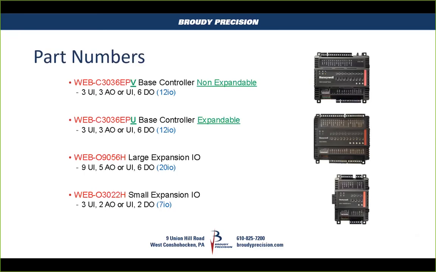On the unitary model, it doesn't come with the microbridge, but you can add up to 15 of the expansion modules to the controller, whether they're plugged in direct or they're remote connected, and I have another slide for that. But you can see the point count on those. The large expansion module is 20 I/O, and the small is 7 I/O.